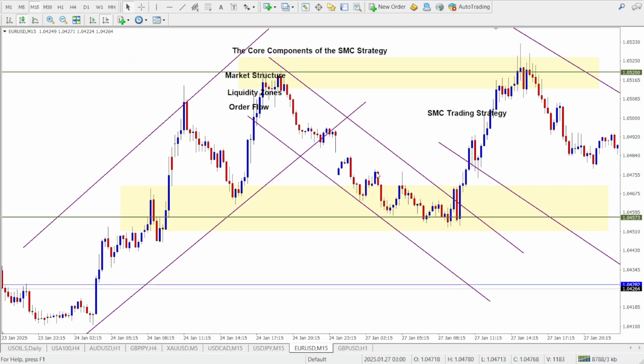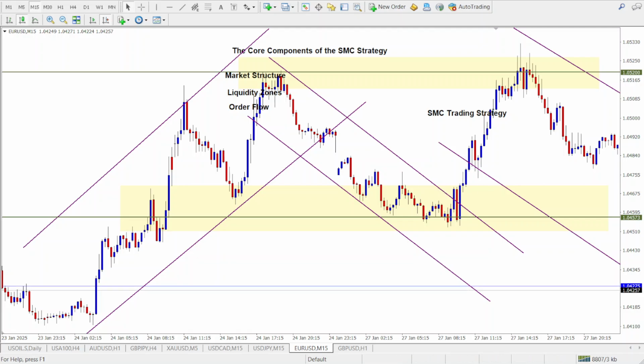And finally, overtrading. The SMC strategy requires patience. Okay. Sometimes the market can be quiet and there might not be any clear setups for a while. Overtrading in these situations can lead to losses, so it's important to wait for the right moment. Okay, only take trades when the market structure, liquidity, and order flow align perfectly.